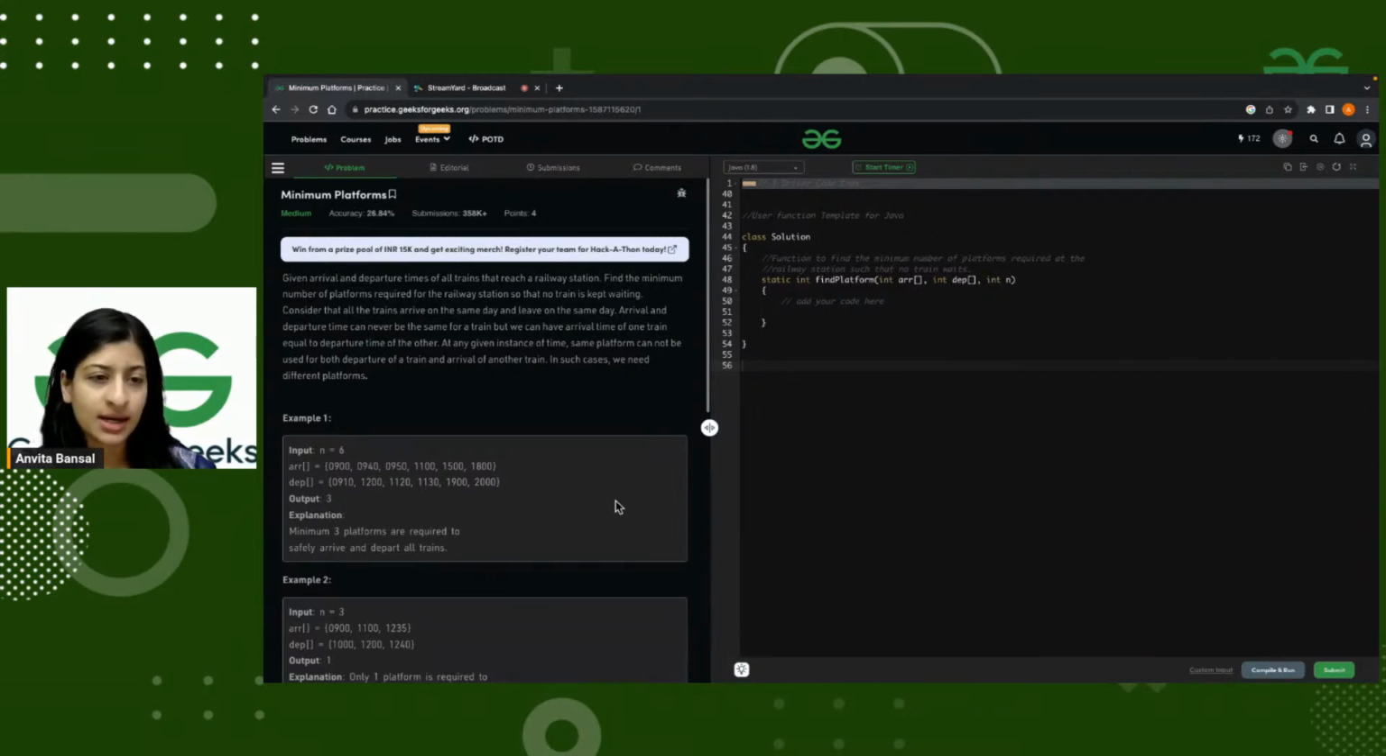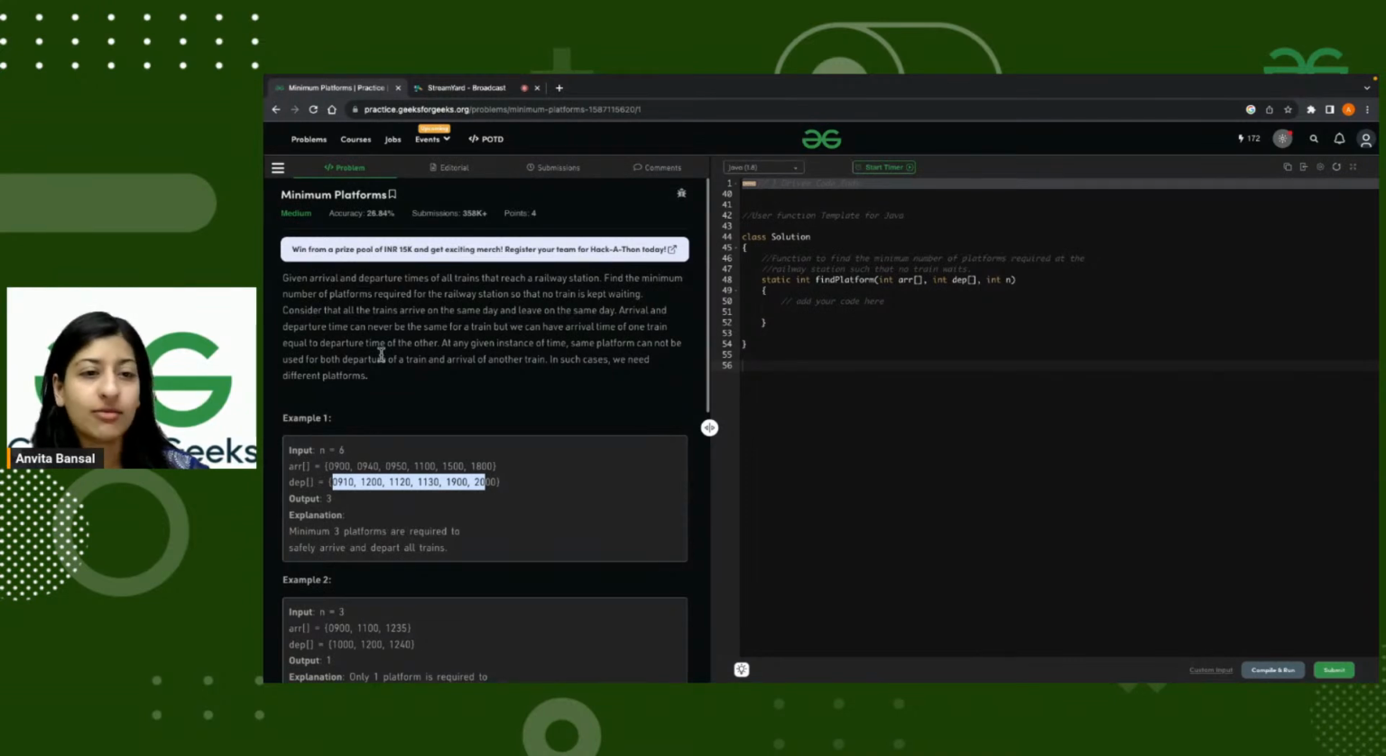You're given the arrival and departure times of all trains that reach a railway station. These are the arrival times and these are the departure times. Find the minimum number of platforms required for the railway station so that no train is kept waiting. Consider all the trains arrive on the same day and leave on the same day.